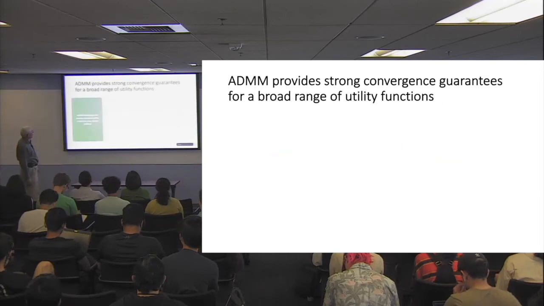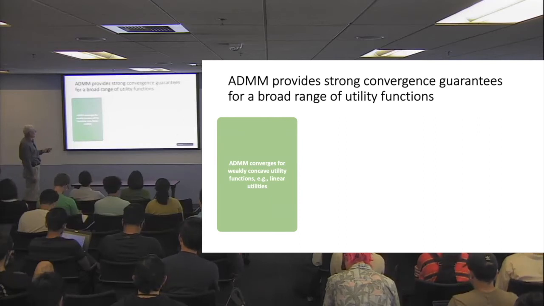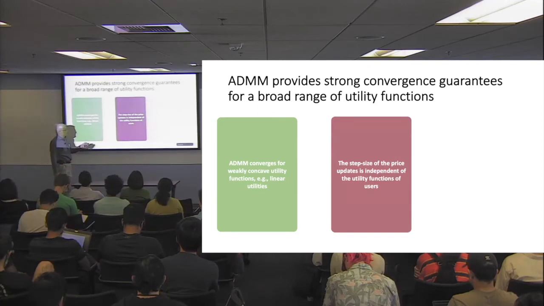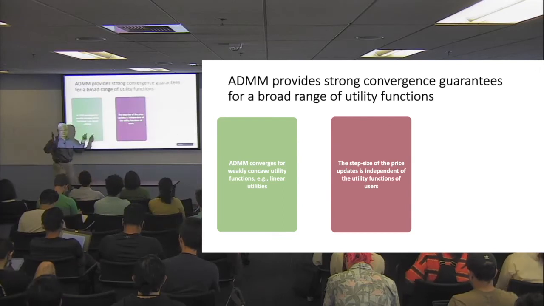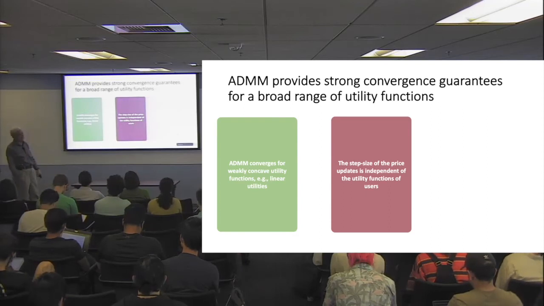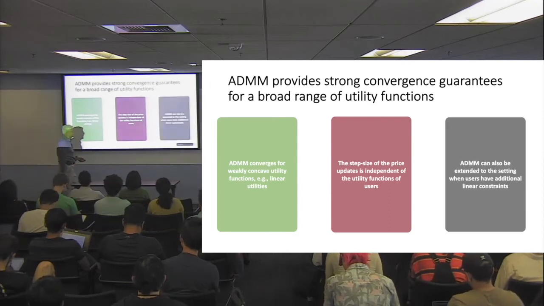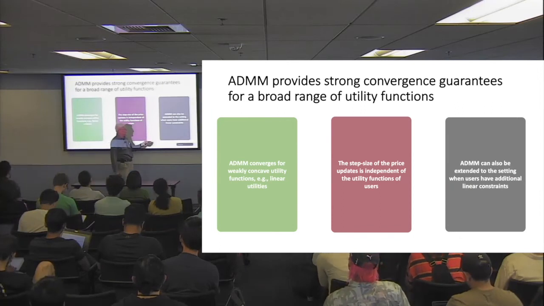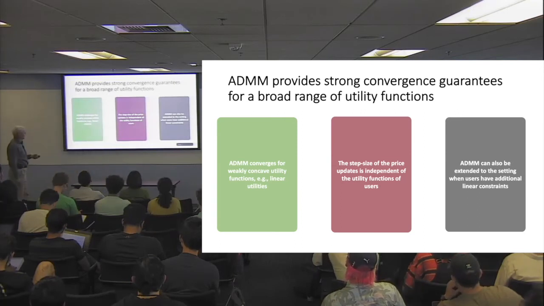To summarize, ADMM provides a strong convergence guarantee for a broad range of utility functions, and the step size of the price update is independent of the utility function you use. For example, you can just take beta equal to 1, and it should work. In practice, of course, for a different problem you may adjust it depending on how many agents and other factors. It can also be extended to settings with additional linear constraints. So this is also major work.